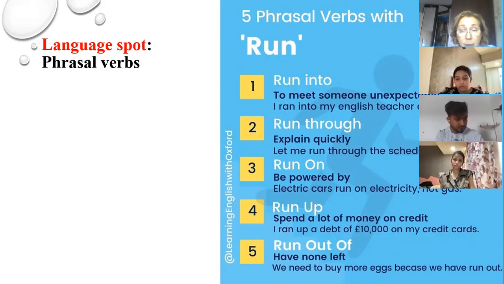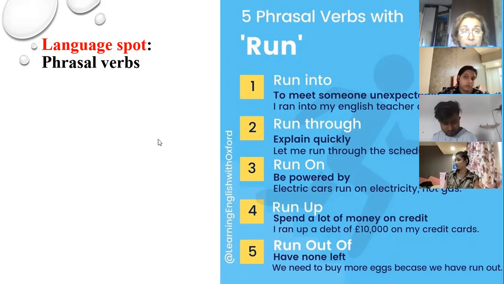Run on means be powered by, like in the example, electric cars run on electricity, not gas. The meaning of run up is to spend a lot of money on credit, like in the sentence, I ran up a debt of £10,000 on my credit cards. And run out of means have none left. We need to buy more eggs because we have run out of them.